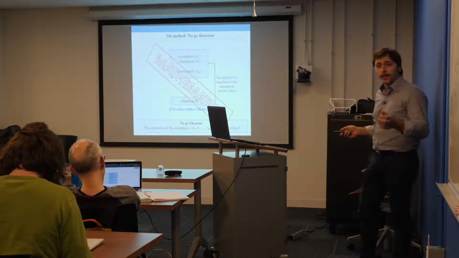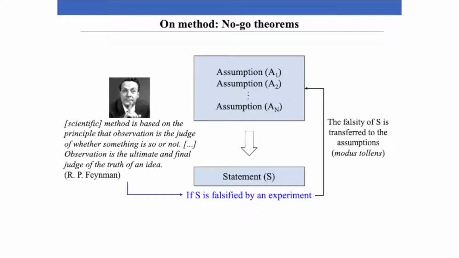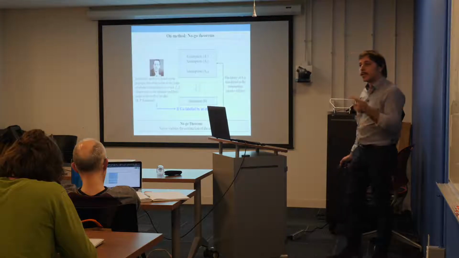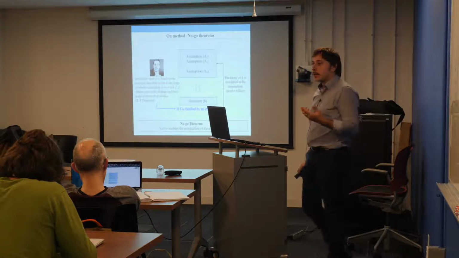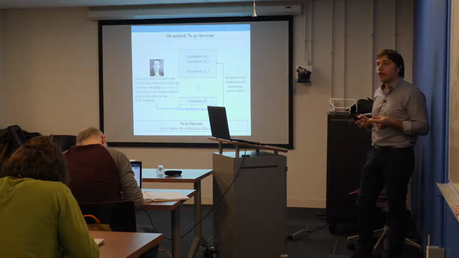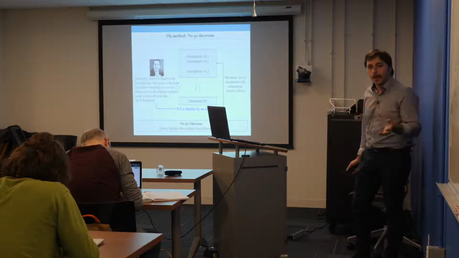If the assumptions are physically motivated, and especially if the statement is experimentally falsified, then we learn something new, which is about physics. So in Feynman's words, the scientific method is based on the principle that observation is the judge of whether something is so or not. Observation is the ultimate and final judge of the truth of an idea. So the no-go theorem in this sense reads something like: nature violates the conjunction of the assumptions. So we have gained a new empirical content, whereas in the mathematical case, this is basically true. The whole power of the theorem is already contained within the assumptions themselves, and it is only the theory that we devise that can conform to this or otherwise.